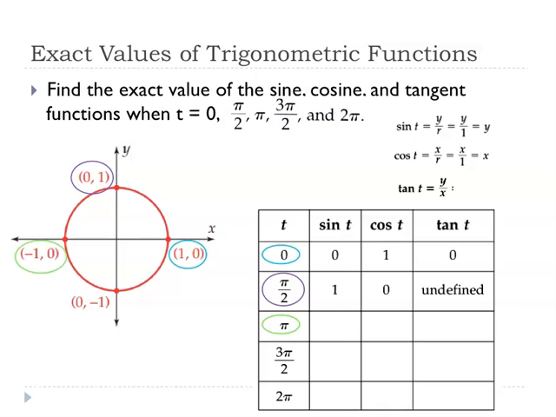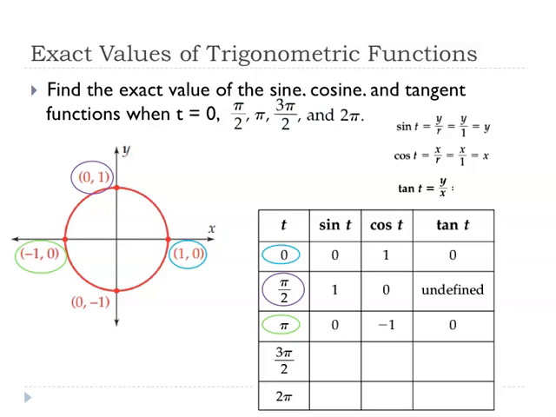So for pi, we're looking here at -1, 0. Your y coordinate is going to give you sine, so that's 0. Cosine of pi is equal to the x coordinate here, that's -1. And then tangent is y divided by x, so that's 0 divided by -1, so that's 0.